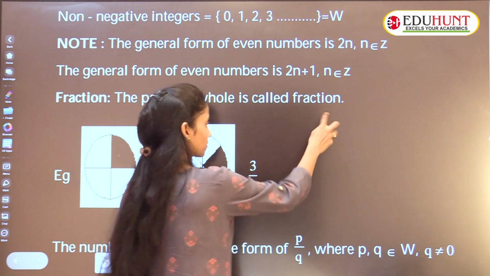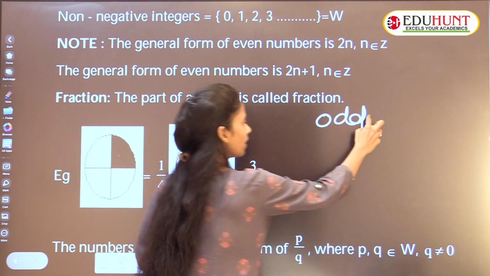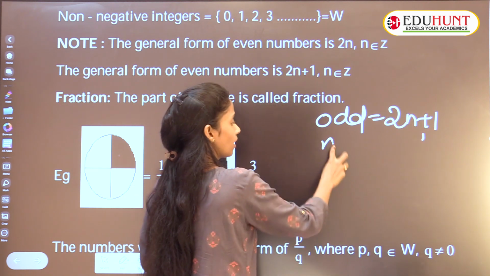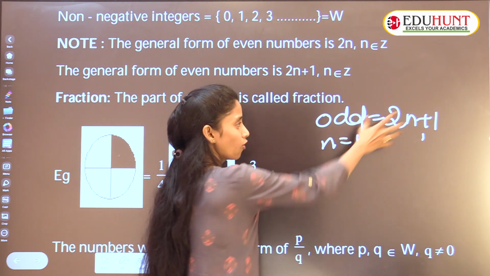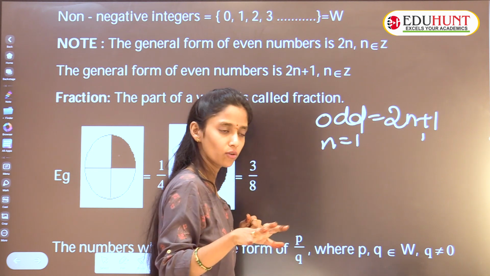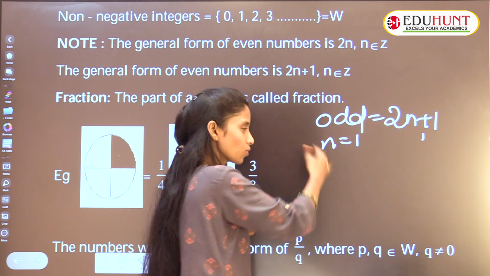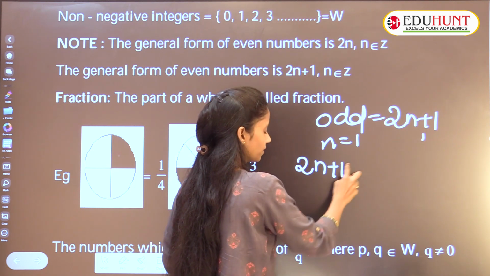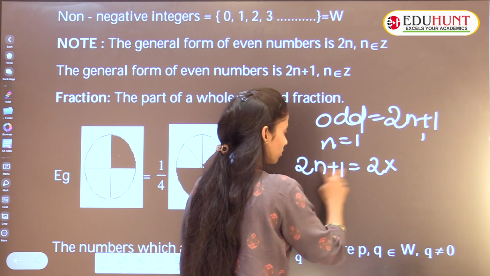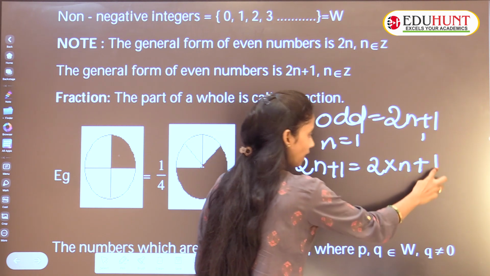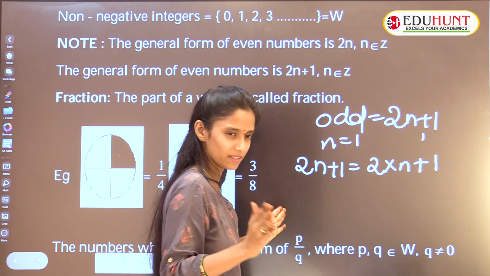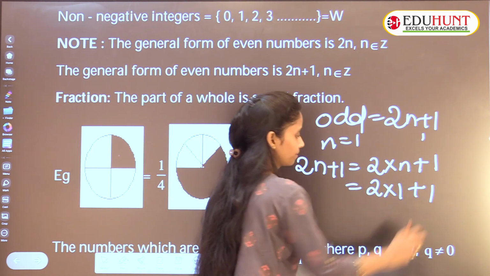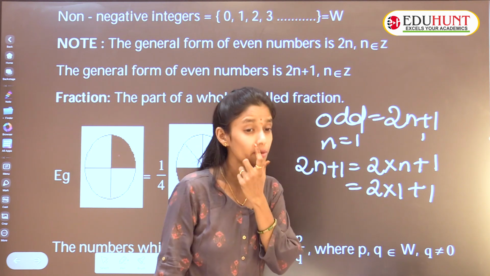Now, see. What is the odd number formula? 2n plus 1. Okay. Now I am substituting n equal to 1. After substituting the n value in this formula, you will get an answer that is also an odd number only. So, 2n plus 1 is 2 into n plus 1. Okay, we expanded the formula. Now, what is the n here? 1 plus 1.